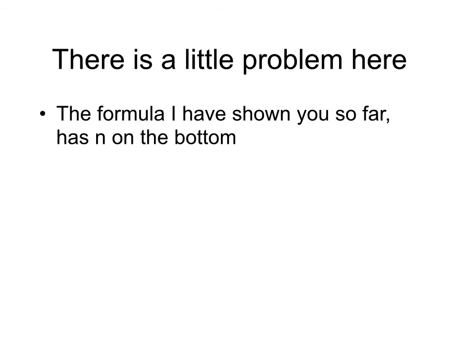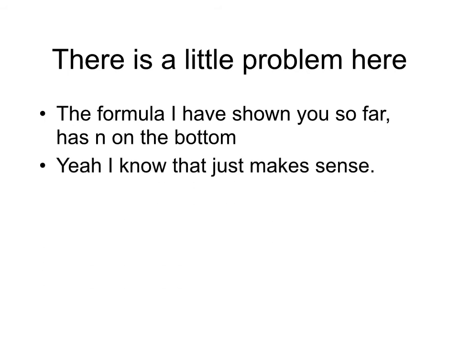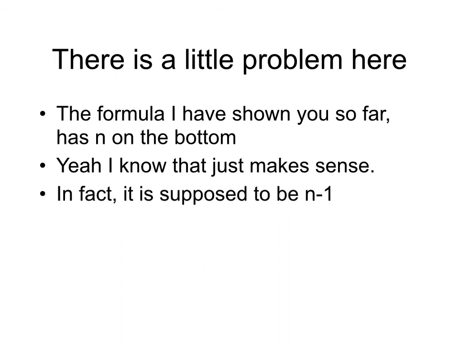The formula I've shown you so far, and you know this, has n on the bottom, and it's actually a problem. You know this from 2126. And I know it's intuitively pleasing for the n to be there, isn't it? But it's not supposed to be there. In fact, it's supposed to be n minus 1. So what we should have done was that. No, we did do, because intuitively, we're done.